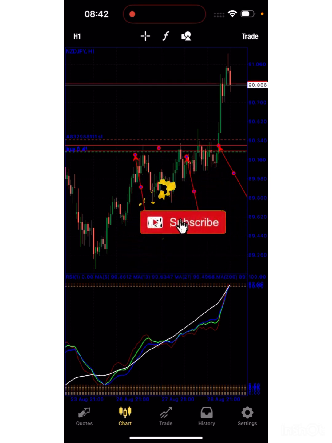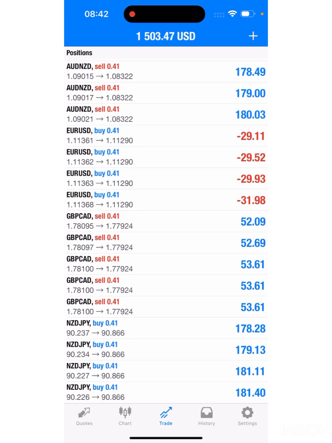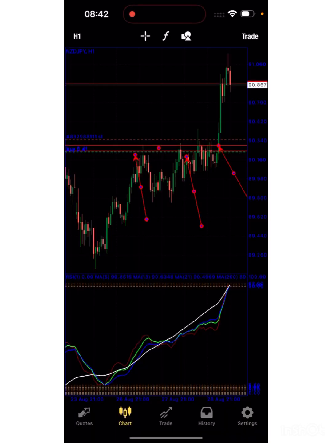So yeah, man, that's how we got these trades. As you can see, we're still getting some loss from EUR USD, but as you can see, the profit is more than the loss, which is good. So man, yeah, make sure you do the right things.